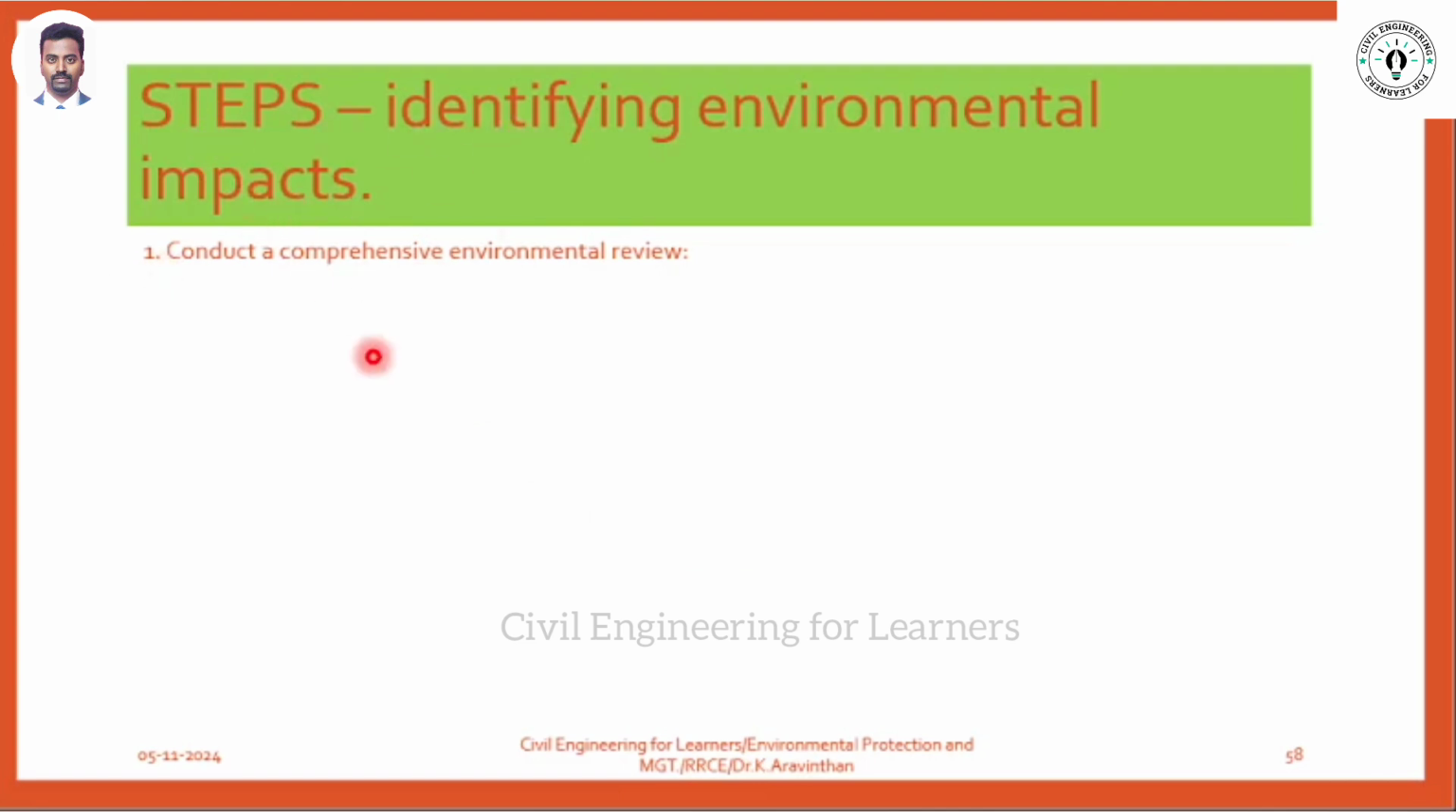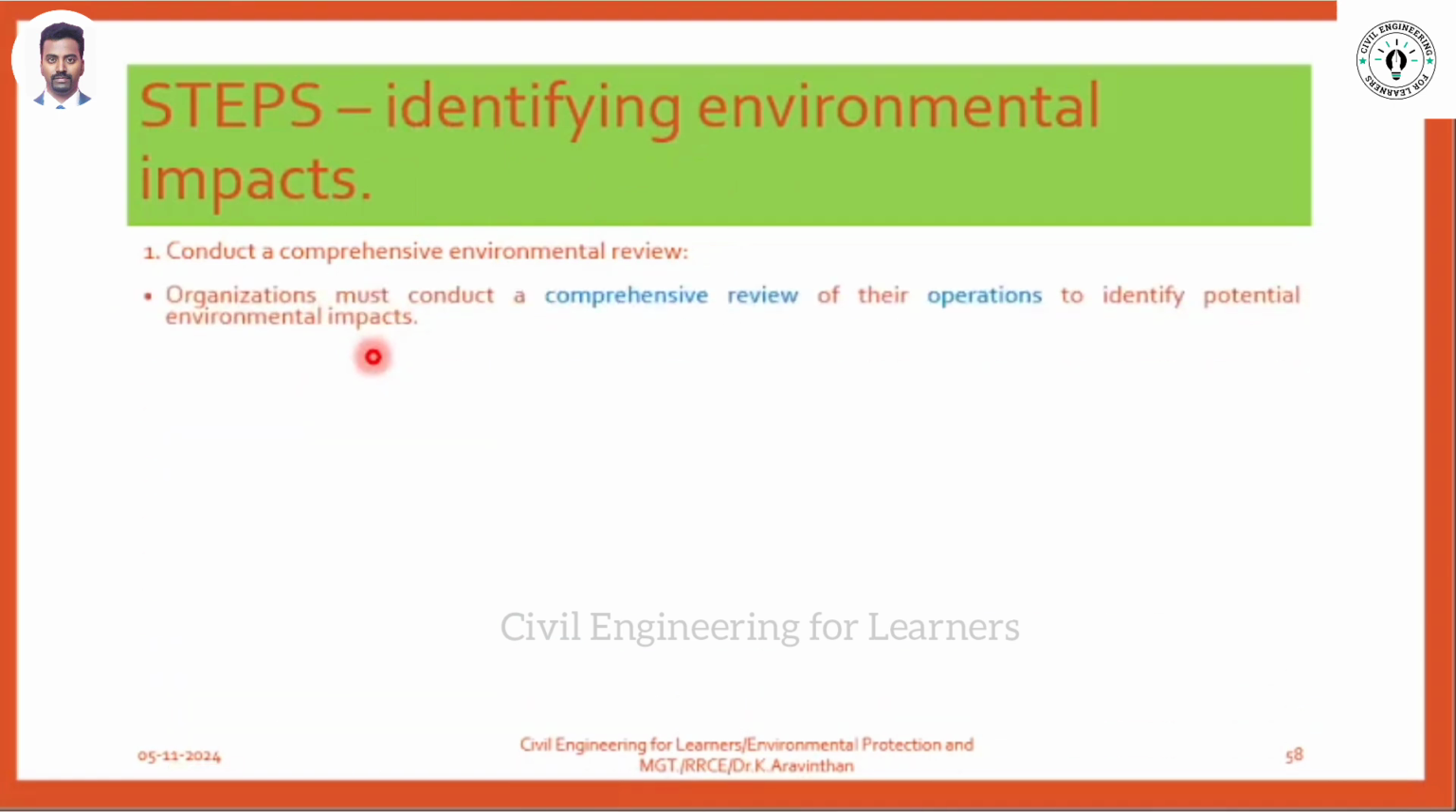First one is conduct a comprehensive environmental review. When conducting this review for operations, there are 3 things: operational indicators, management indicators, environmental condition indicators. So operations are what process you do for creating a product. This is called operations. So you have to do a comprehensive review on operations.